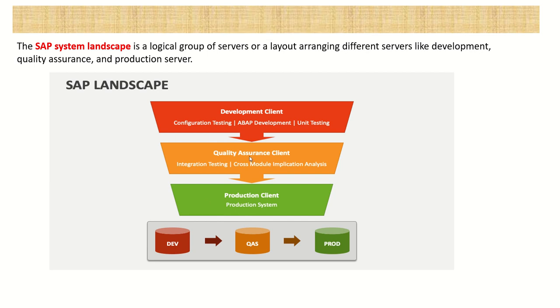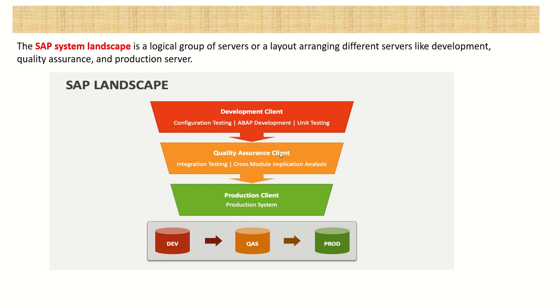So when all the testing is done and the testing team is satisfied with the result, they make the test cases and keep the proof of those test cases. Once everything is found okay, then from the quality system, that object is moved to the production system. The production system is where the real-time data actually is. All the day-to-day work of the company is done in the production client.